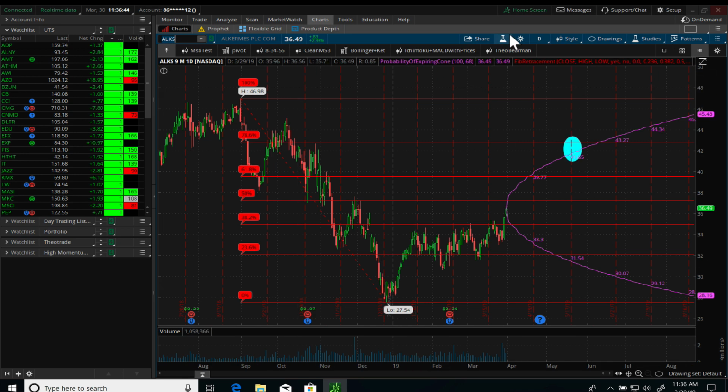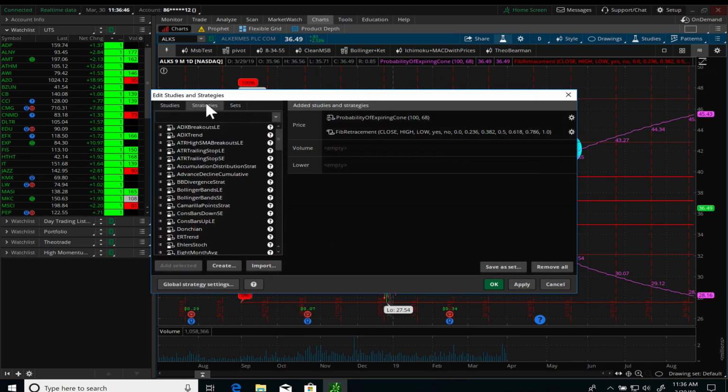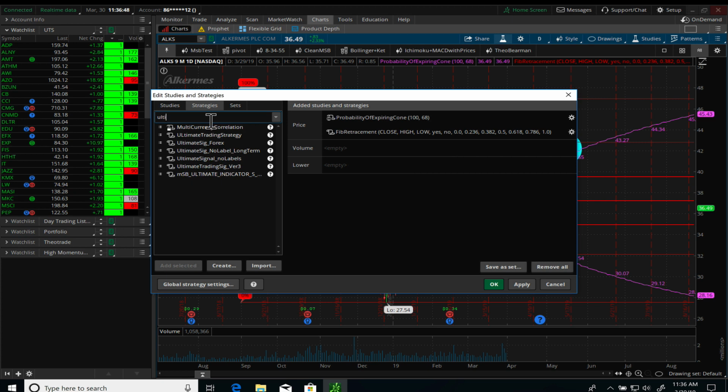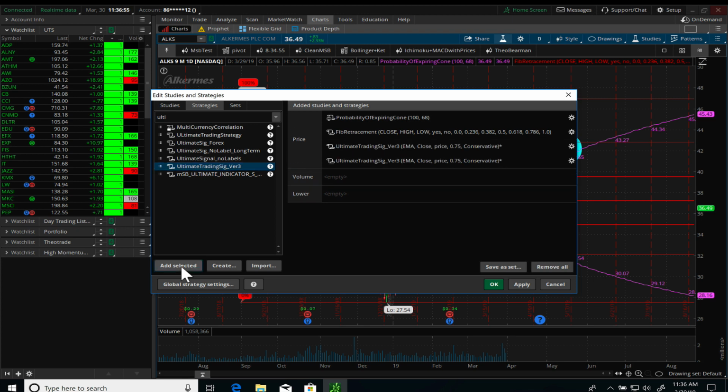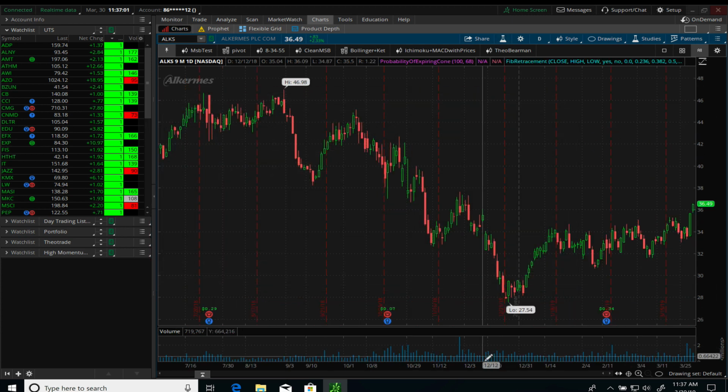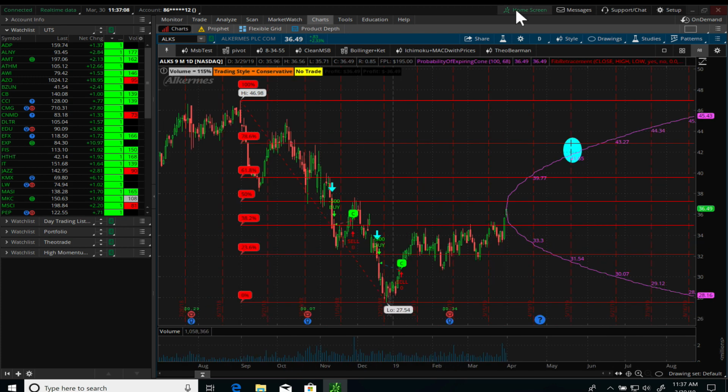One of the things we'll do is add the strategy that we use, which is called the ultimate trading signal. Let's look at what that is projecting in this particular case, right? So we're looking at ALKS, and let's see if it gives us any kind of a signal of whether the bias is on the long side or on the short side.